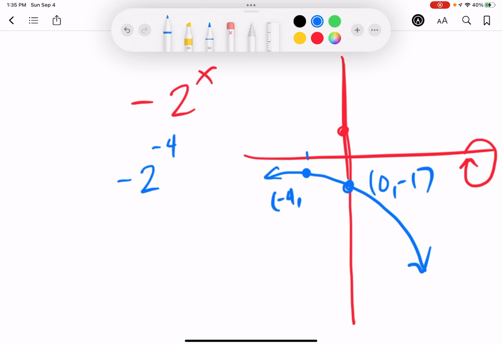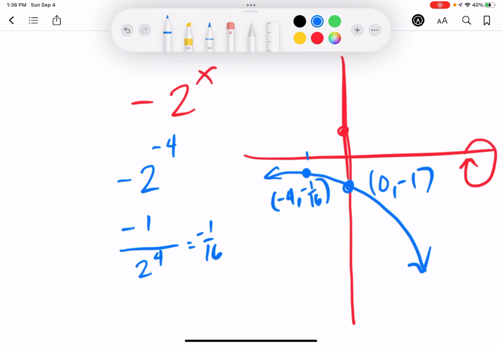Dahil negative ang exponent niya, kailangan mo siyang ibaba. Okay? So, negative 1 over 2 raised to 4. Ano ba ang 2 raised to 4? 1 over 16. So, negative 1 over 16. Tama ba ako? 2 times 2, 4 times 2, 8 times 2, 16. Tama. Okay. So, negative 1 over 16.